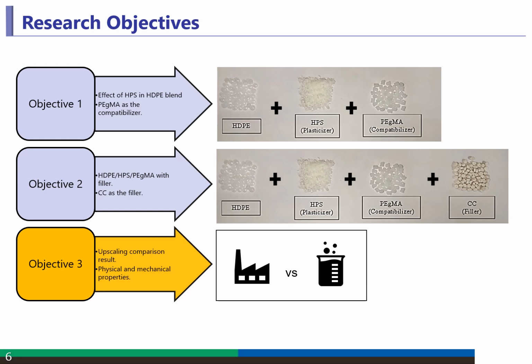And the last objective is to compare the upscaling of the biohybrid resin in two scales, where the first one is the laboratory scale resin and the second one is the manufacturing industrial resin. So we are looking at the physical and mechanical property comparison, whether it has changed or not for both resins on different scales of production.